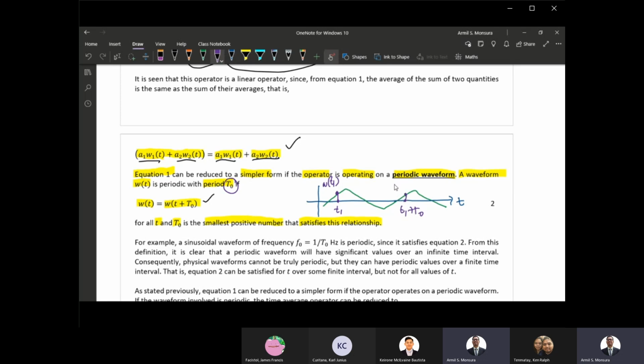Now, if we find out that the value here, which is now w of t1 plus t0, at nalaman natin na itong dalawang yan ay equal, tapos kahit saan t mo siya i-apply, whether t here or t here, and so on, kahit saan t mo siya i-apply, this equality is true for all t.